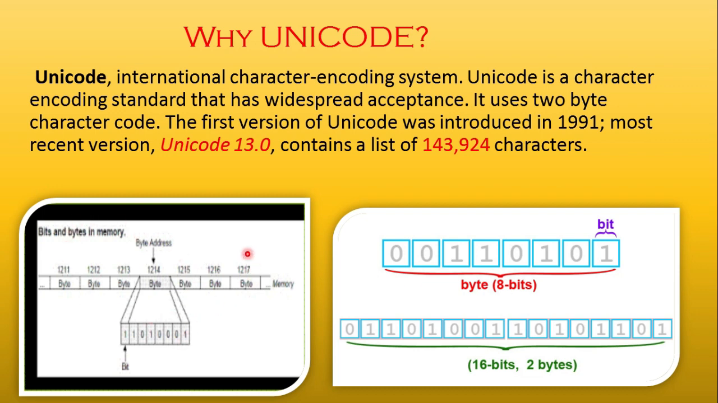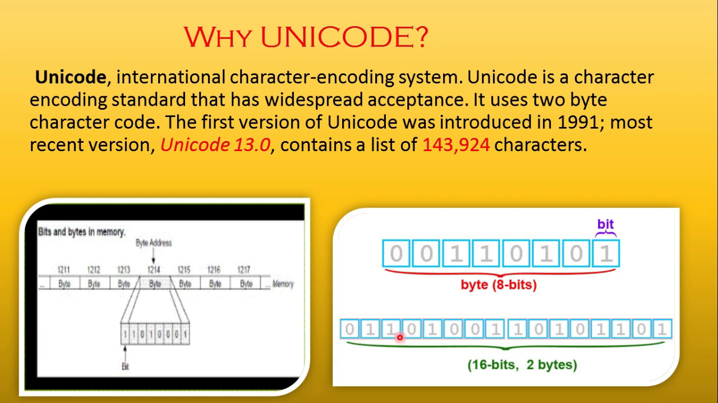We were only able to represent how many characters over here? 256 characters only. Now look at Unicode. See, it's a 2 byte character code. This was 1 byte, 8 bits. 2 byte means, see, 1 byte is this one, and 2 byte means just double of this. That means 16 bits instead of 8.